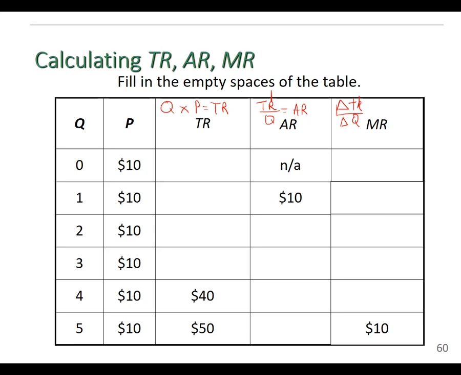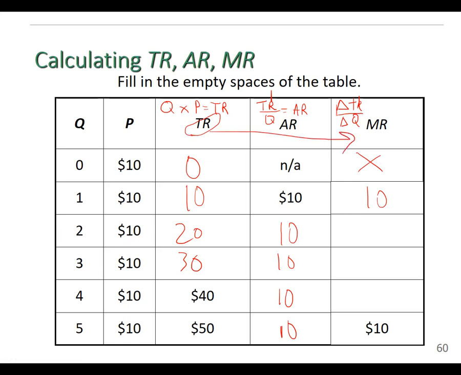Anyway, total revenue: 0 times 10 is 0, 1 times 10 is 10, 2 times 10 is 20, 30. Now average revenue is this divided by the quantity. So it's 10 over 1, 20 over 2 is 10, 30 over 3 is 10. They're all 10. For marginal revenue, I didn't produce anything at zero, so it doesn't matter there. I need to be looking at this column for this one. So 10 to 20 is an additional 10, an additional 10, an additional 10.